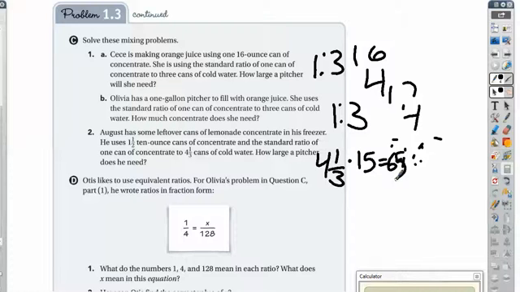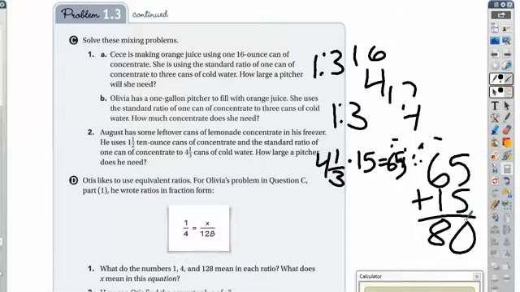Okay. And then you have to add on the concentrate, which is 15. So 65 plus 15 equals 80. And that's your answer. Oh, the pitcher, he would need a 1 gallon pitcher. We need a 1 gallon pitcher.